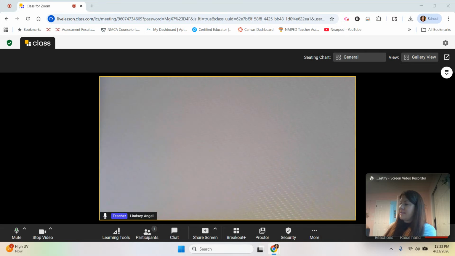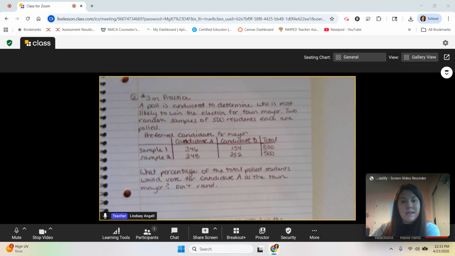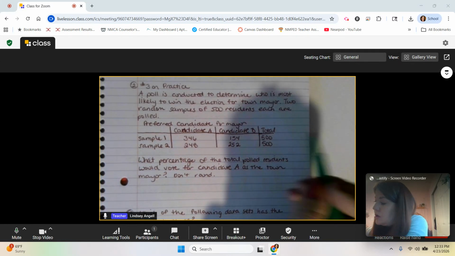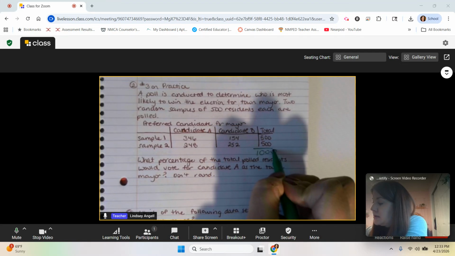This next one that we're going to look at is number 3 on your practice. This one I chose is a little more extensive. A poll is conducted to determine who is most likely to win the election for town mayor. 2 random samples of 500 residents each are polled. So if there were 2 samples and there's 500 each, that's a total of 1,000 people. What percentage of the total polled residents would vote for candidate A as the town mayor? Don't round. Okay, so with this, first off, the total, we've got 1,000.